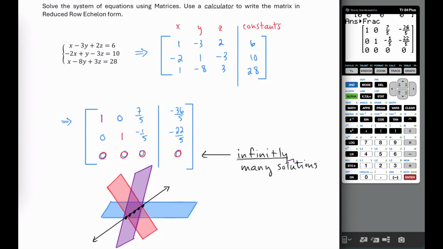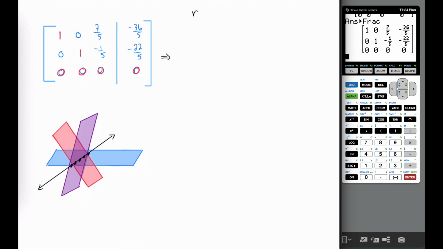So while there are infinitely many solutions, now we need to indicate where those solutions lie. And in order to do that, we need to return to the system of equations, turning all these rows back into equations. So our first row is going to be x plus 7/5 z is equal to negative 36 over 5. Our second row is going to be 0 is the coefficient of x, 1 is the coefficient of y, and negative 1/5 is the coefficient on z. This is going to be equal to negative 22 over 5. And the row of zeros does not need to be written down.